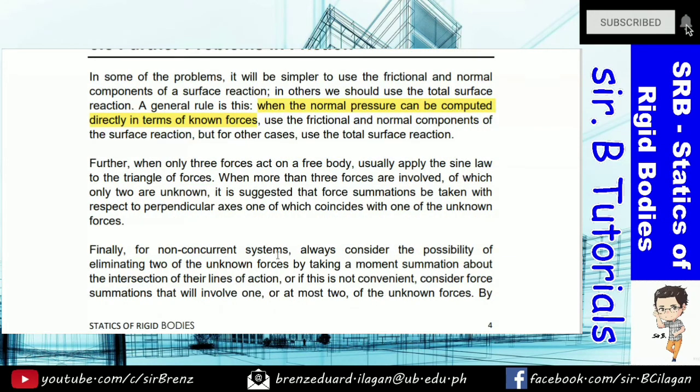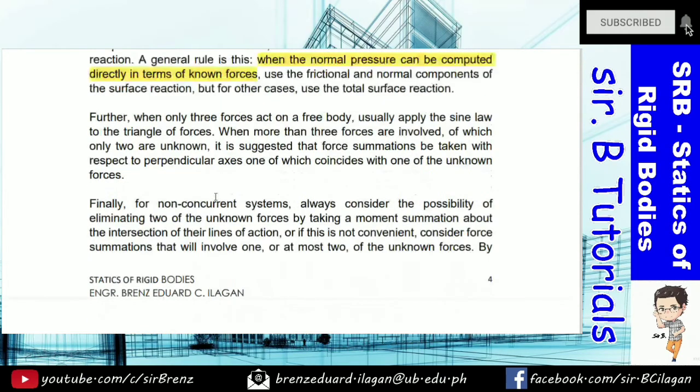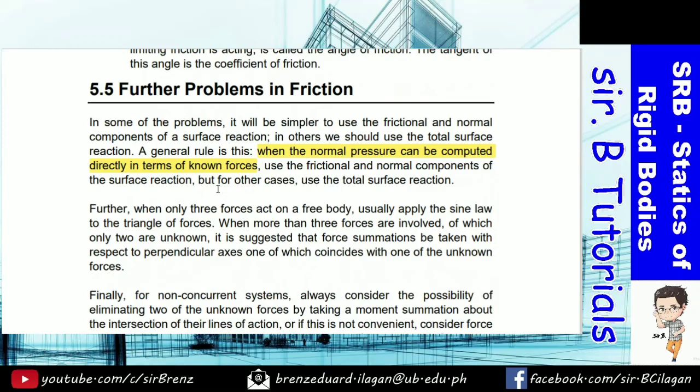So finally, for non-concurrent system, always consider the possibility of eliminating 2 of the unknown forces by taking a moment summation about the intersection of their lines of action, or if this is not convenient, consider force summation that will involve one or at most two of the unknown forces. By applying this suggestion, it will usually be possible to determine each unknown quantity independently of the others. So, ayun nga lang din to. Ito lang din yung sinabi ko kanina kung saan ito is application lang ng equilibrium of force system. So, yun lang din ang gagawin mo.